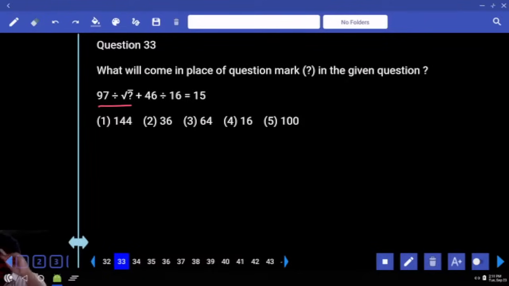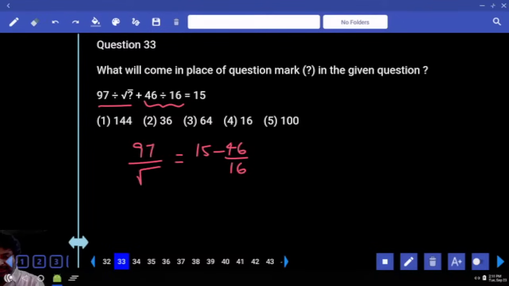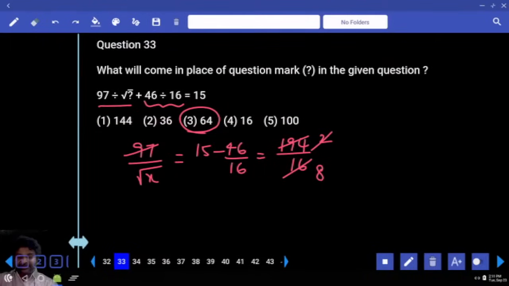Root x, keep it as it is. Take this number to right hand side. 15 minus 46 divided by 16. This is equal to 97 by root x. If you take 16 common in right hand side denominator, 15 16 times 240. 240 minus 46, 194. 97 2 times 2 8 times root x is equal to 8. X is equal to 8 square, 64.